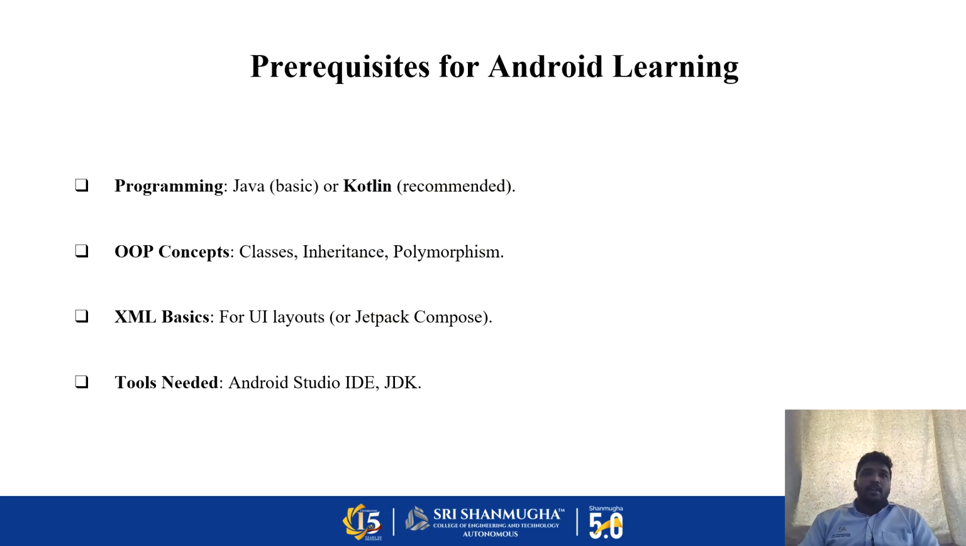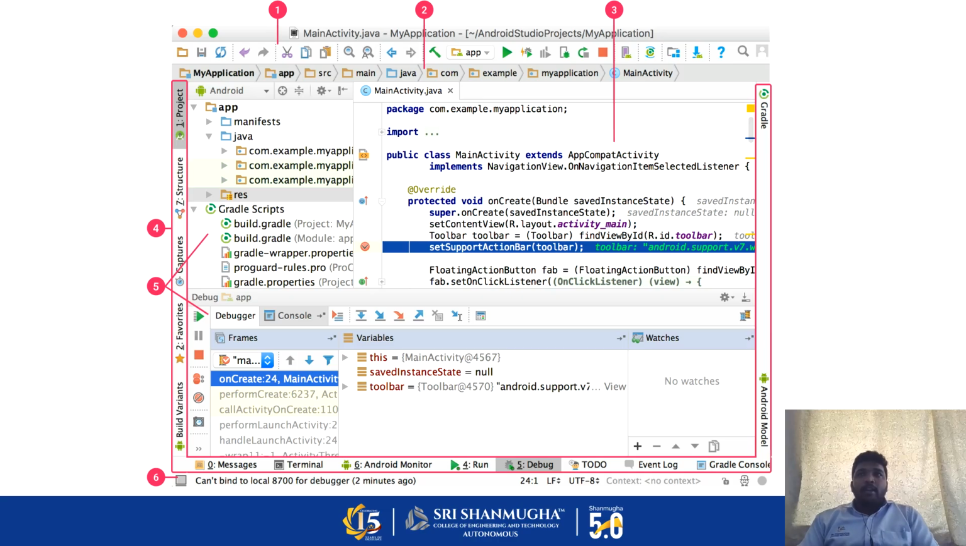Prerequisites for Android learning. Core prerequisites: programming in Kotlin, Google's preferred, modern and concise language, or Java. OOP concepts in depth: classes, inheritance, polymorphism, and encapsulation. XML basics, as a basis for Jetpack Compose, the modern declarative UI. Tools: the latest Android Studio, 2025 or 2026 versions, and JDK 17 or later. Then the next slide, Android Studio.